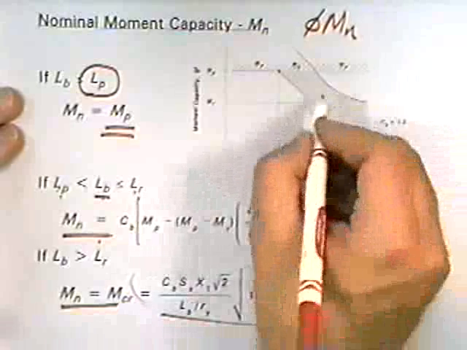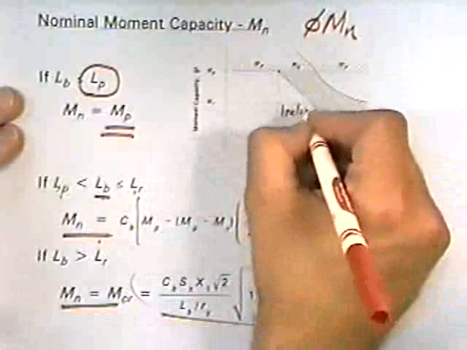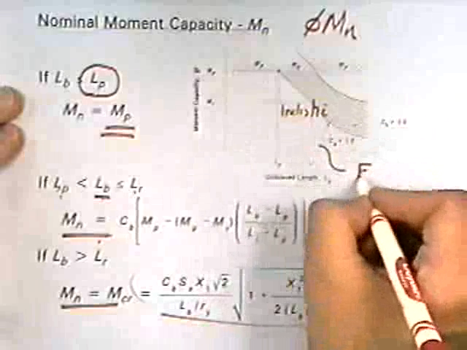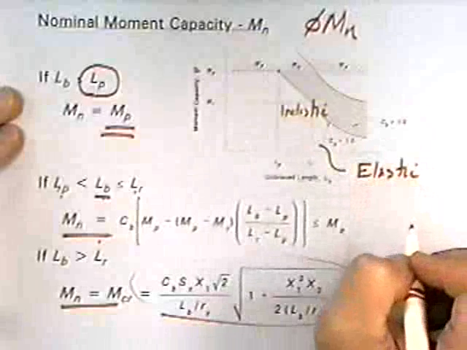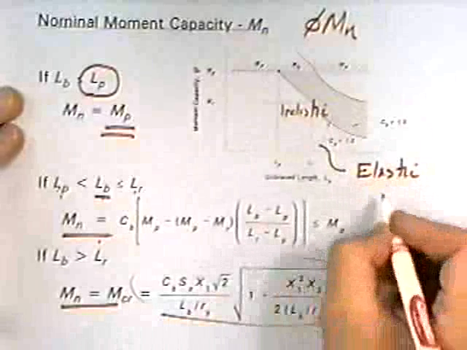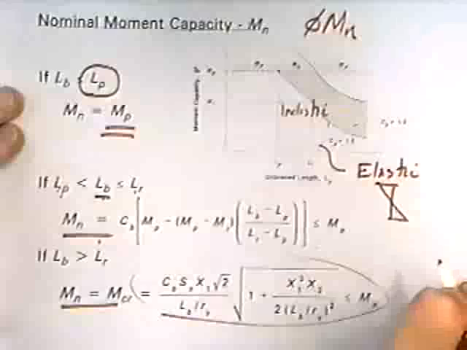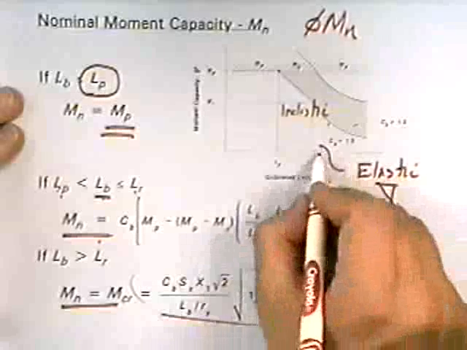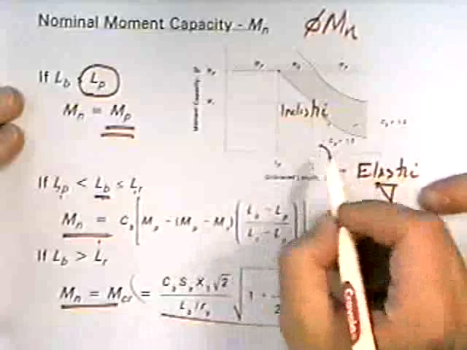It's the limit between what is called the inelastic region of behavior, and this is elastic behavior. If you were able to look at the stress distribution in the beam right at failure, you would notice that nowhere is there any yielding. You have a linear stress distribution. At L sub r? No, below L sub r. Okay, longer than L sub r. Or up to L sub r.